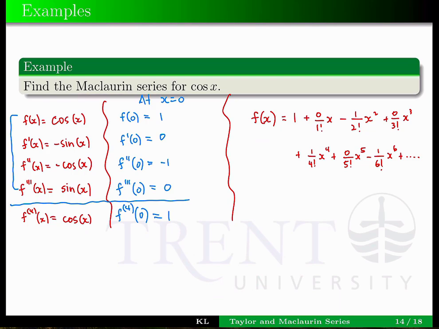So it seems that if you got odd n, the numerator is 0. So we only see even values for the n. And this alternates: positive, negative, positive, negative. The next one is positive, then negative, and so on and so forth. So, we use that observation.